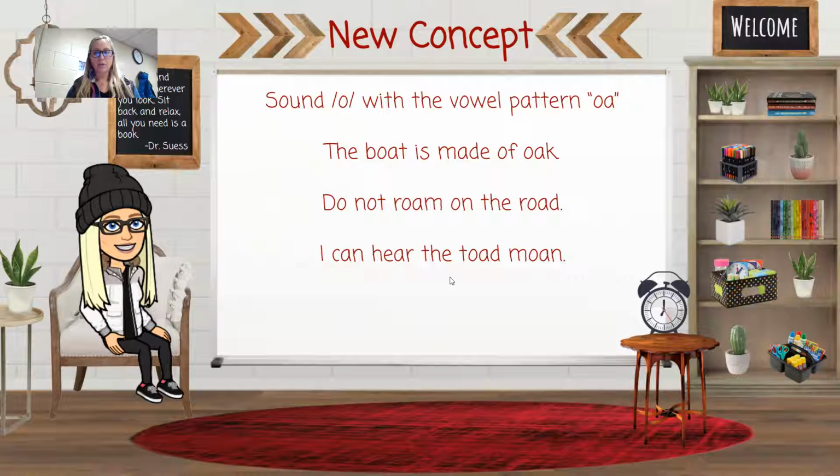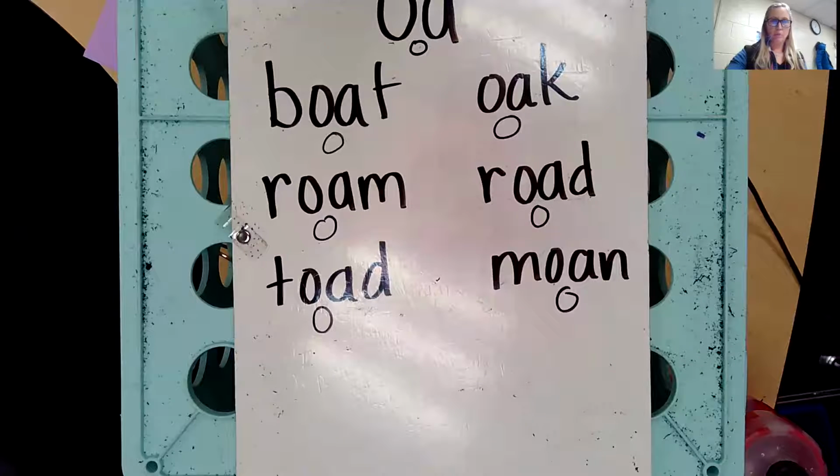Let's look at the next sentence. I can hear the toad moan. Write down the two words that you hear in this sentence. We have the words toad and the word moan. Toad and moan. All right. Now we're going to go ahead and practice spelling some more words. So we found some words in our sentences, and now let's practice writing some more.